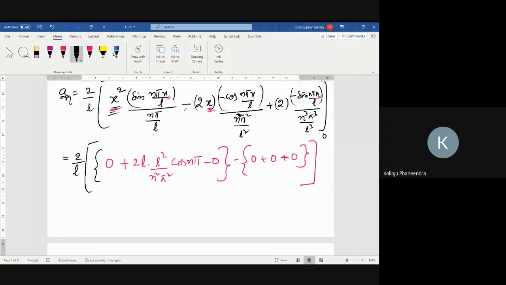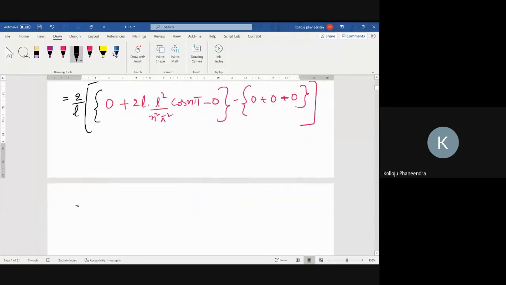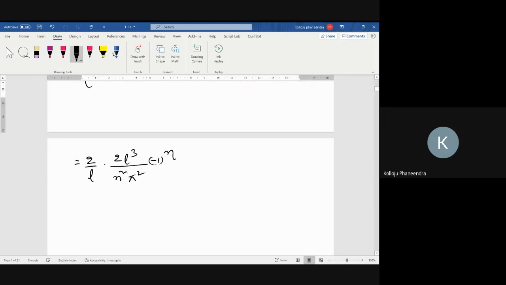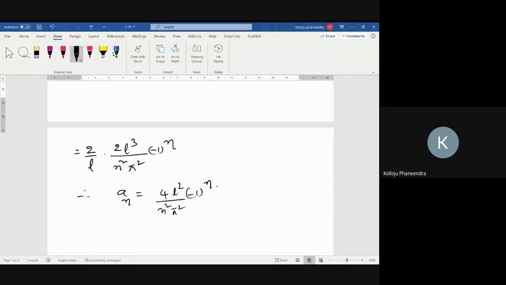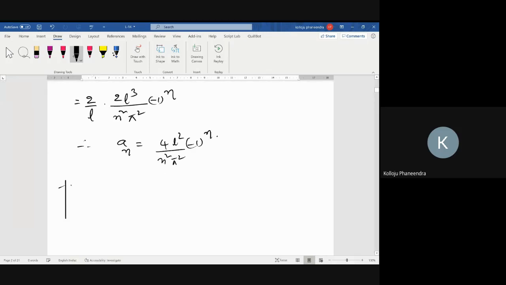Now this is 2 by L, 2L cube by n square pi square cos n pi. Cos n pi is nothing but minus 1 whole power n. Therefore, an value is 4L square by n square pi square into minus 1 whole power n.